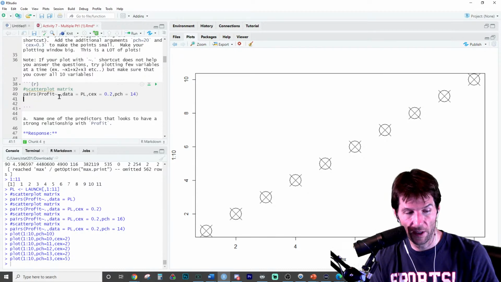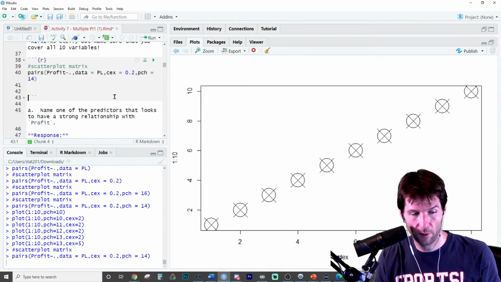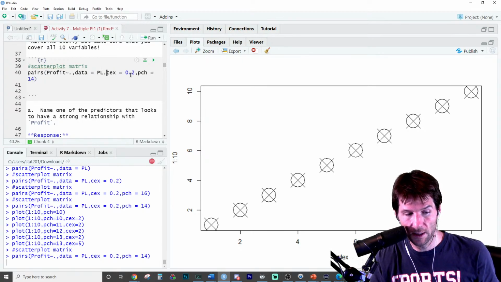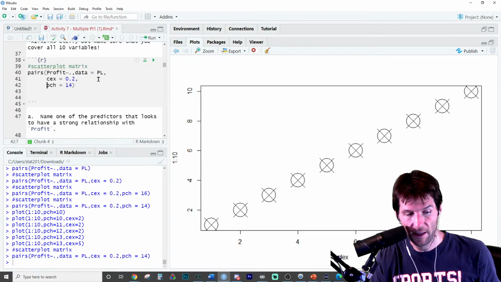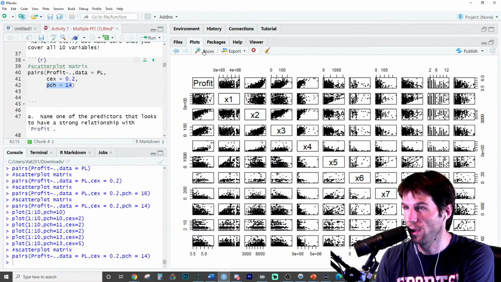So we are choosing, and the important parts of this code, let's relook at our actual code. We are saying y tilde x comma data equals classic, and then we are choosing to increase or decrease the point size, and then we're choosing point style 14. So PCH I call point style, and it looks something like this.